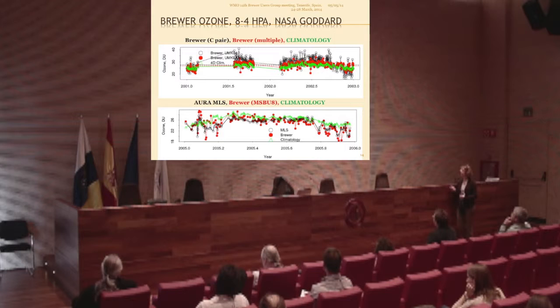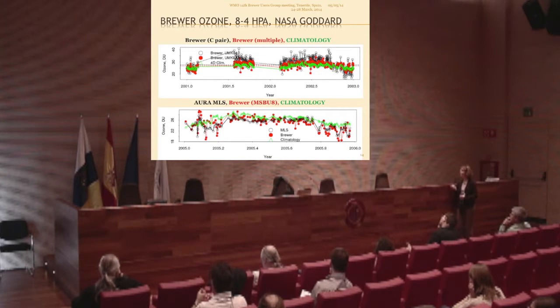This is an example of using a NASA Goddard instrument, which did measurements using the typical Brewer routine for 2 years. You can see here the retrieval using a single wavelength pair. The black one is a single pair, and then you get multiple wavelengths, the red one. You can plot it together with the climatology or MLS data, so you can see how you are capturing the variability in one of the layers.